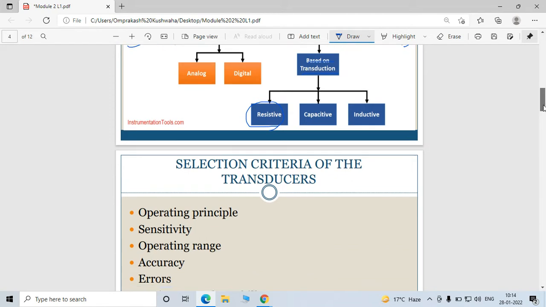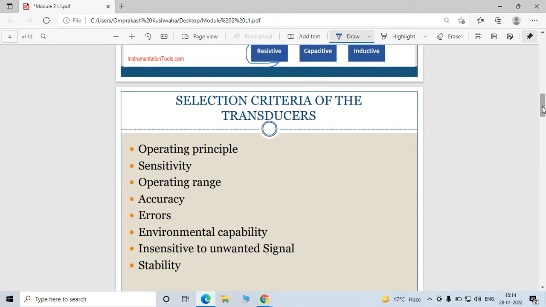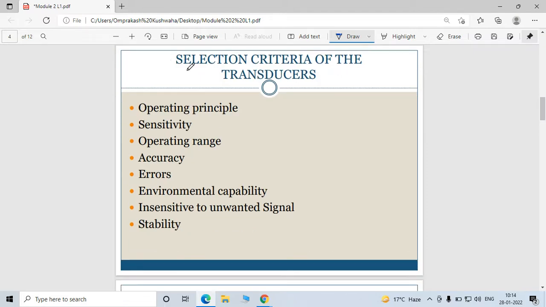So while selecting a transducer, what factors must you take care of? Selection criteria for the transducer. First of all, depending on the parameter you want to measure, you have to select which transducer is best suited for the use. For example, if you want to measure displacement, you can use the potentiometer.